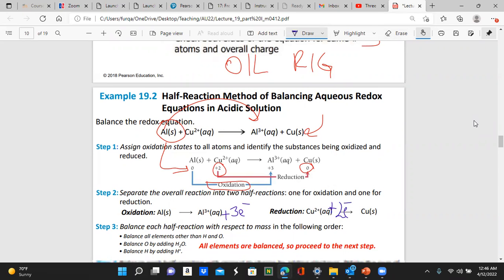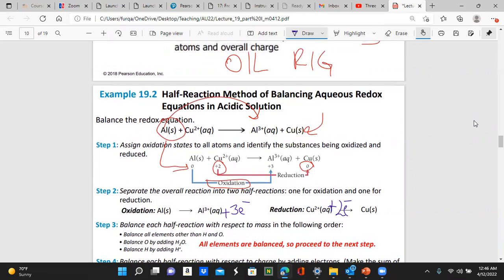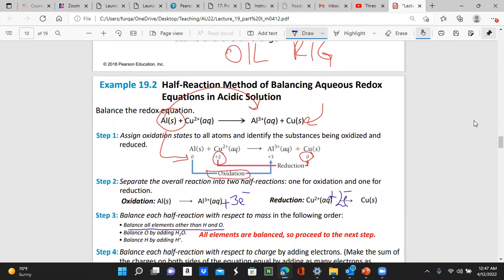Now it says balance each half reaction with respect to the mass in the following order. It says balance all elements other than hydrogen and oxygen. So what do you think? Our atoms are already balanced. Okay, aluminum 1 to aluminum 1 on the other side, copper 1 copper on the other side. So elements are already balanced. So we proceed to the next step. The next step is to balance oxygen by adding water. We do not have any oxygen there. We do not have any hydrogen there.